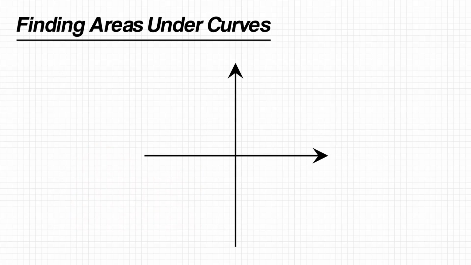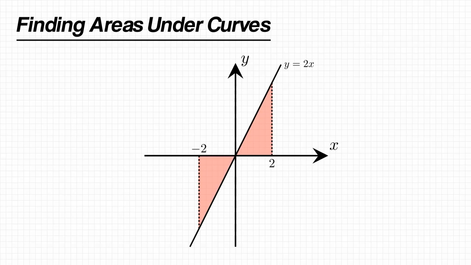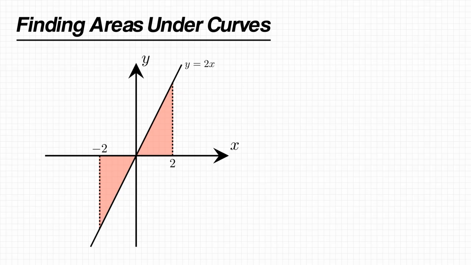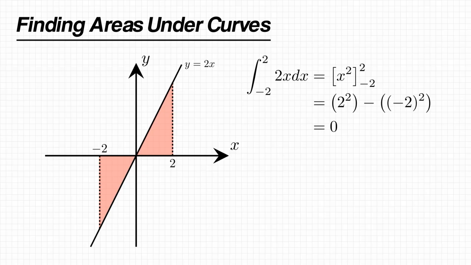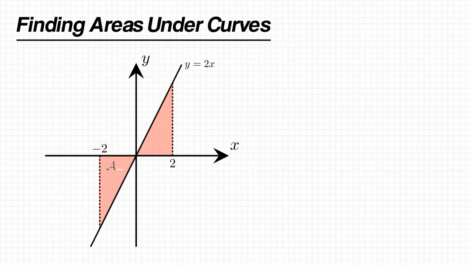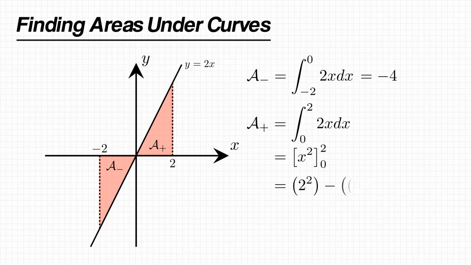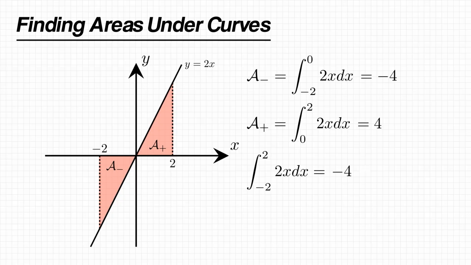To demonstrate this, let's find the area between y equals 2x and the x-axis from -2 to 2. If we try to find the area with just one integral from -2 to 2, we calculate the result to be 0, which is clearly wrong from the diagram. To see why, let's integrate the areas above and below the x-axis separately. We can see the first area comes out negative as it's below the x-axis. So what happened earlier was our integral added these two together, which came to 0.